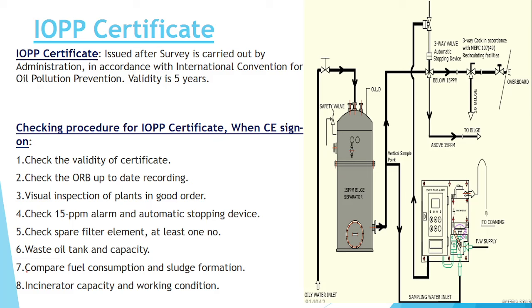only 1%. Okay, so now what will you check if anybody asks you what the IOPP equipment are? So you can see ORB, OWS, spare filter, waste oil tank, incinerator. So these are all things you should check as a chief engineer.